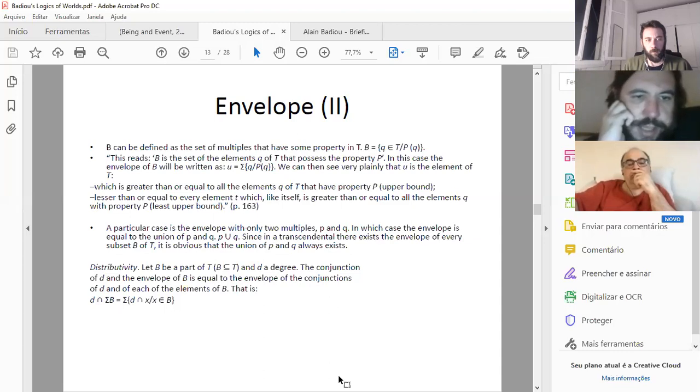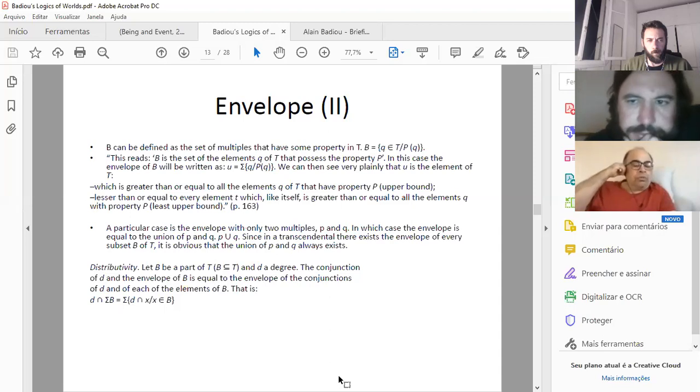A particular case is the envelope with only two multiples, P and Q, in which case the envelope is equal to the union of P and Q, since in a transcendental there exists the envelope of every subset B of T. It is obvious that the union of P and Q always exists. So why should it be a special case?